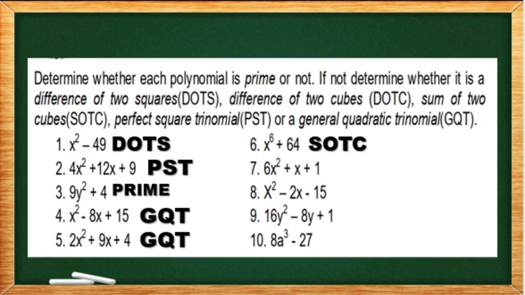Number 7. 6x squared plus x plus 1. Automatic, it's not PST. So we need to check if it's prime or GQT na lang. We'll try to multiply 6 to 1. Think of two numbers once you multiply, 6, the product. But if we add, 1, since positive yung product, therefore same sign. Minus or plus, yung same sign na yon. So wala tayong maiisip kapag nag-add tayo ng number, 1 ang sagot. So the answer is prime.